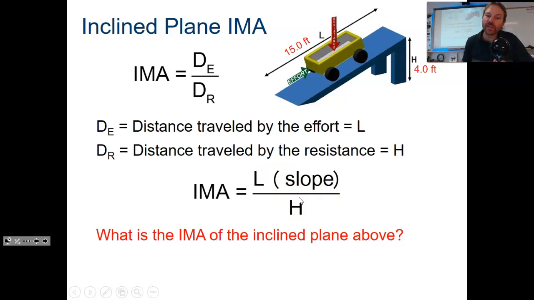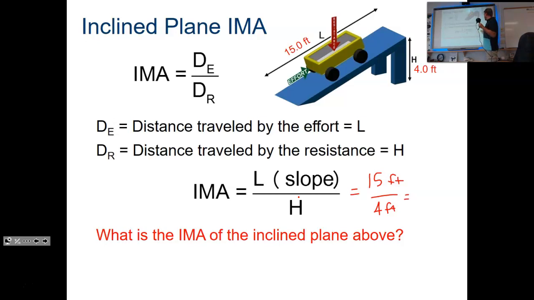So in this one right here, what's the ideal mechanical advantage? 15 feet divided by 4 feet. 15 divided by 4 is 3.75, or 3.8 using significant figures. So that's ideally what it should be.